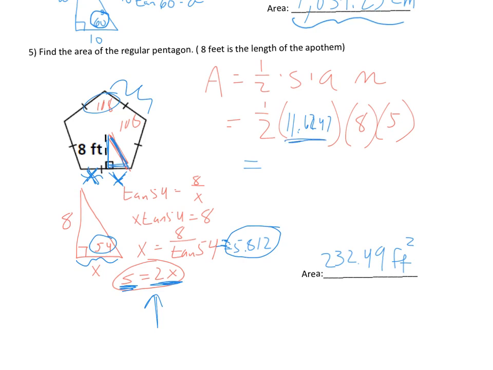So the side length here is actually 11.6247, not 5.812. You multiply all that out, you get 232.49 square feet, and there you have it.